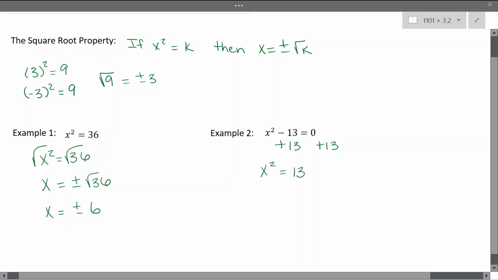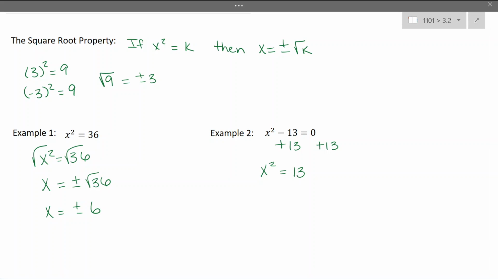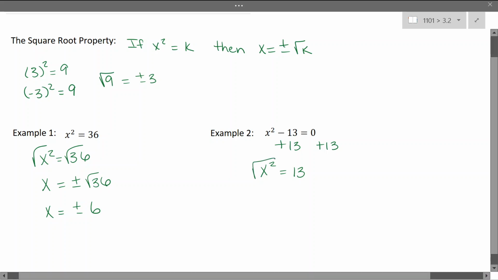Now, if this had been added, we couldn't use the square root property because then we would have x squared equals a negative number, and you cannot take the square root of a negative number. So now this is in the form of our square root property. So we take our square root and we get x equals plus or minus the square root of 13.